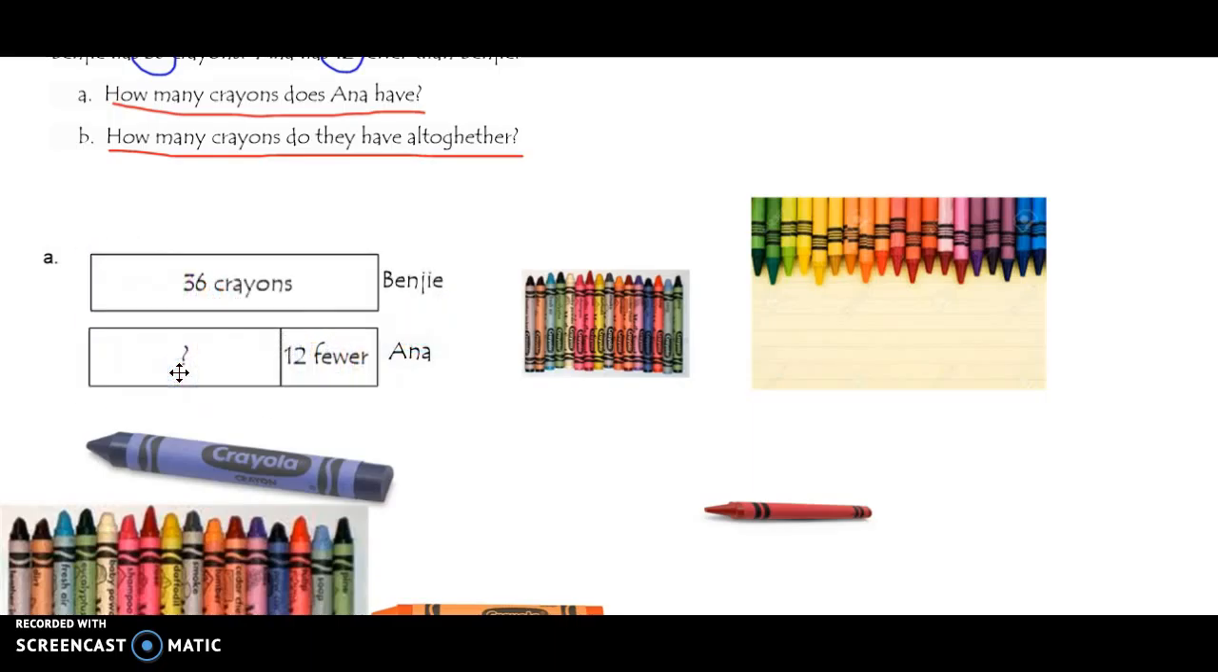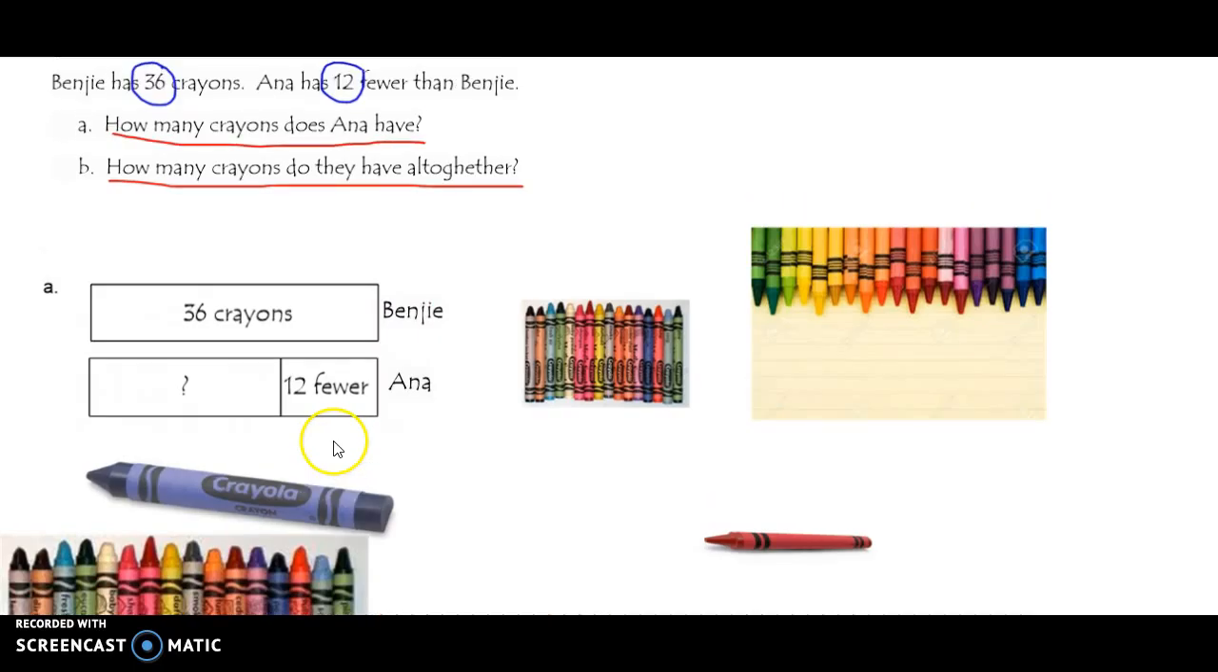Okay, so here is the tape diagram I drew. From my problem, I know and I could see Benji with 36 crayons. Again, I could see that as 3 sets of 10. So there's 1 10, 2 10s, 3 10s, and then I could see 6 ones. So I could visualize those 36 crayons.